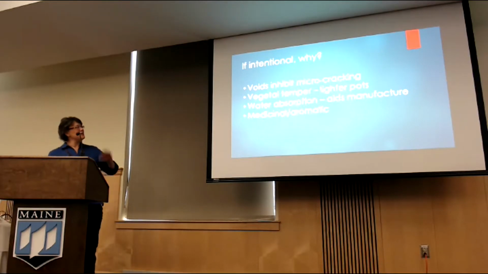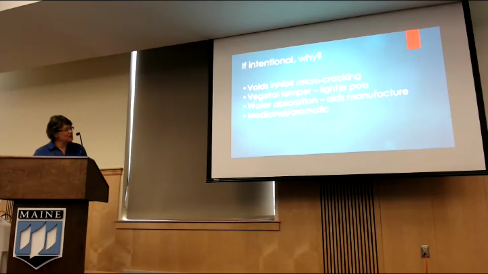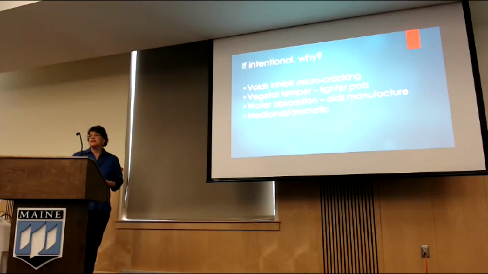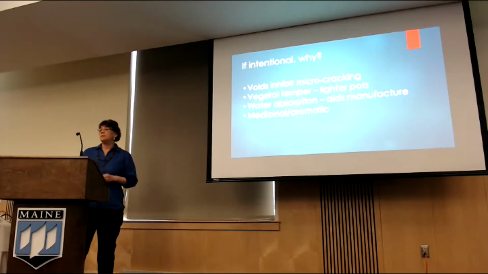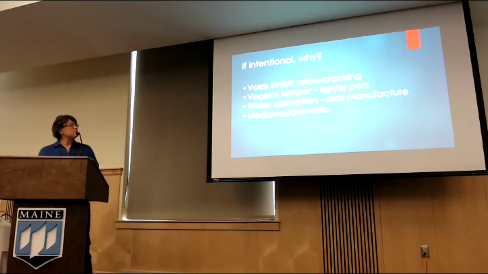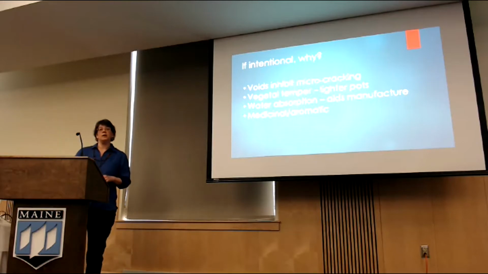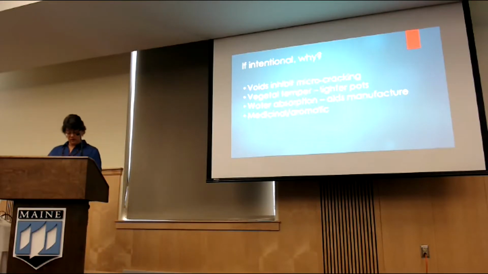These are my reasons. I'm getting the clam up sign. Voids or inclusions in the ceramics inhibit micro cracking, which occurs during cooking. Vegetal tempers make lighter pots. They aid water absorption, aid in the manufacture, and reduce the stickiness of clay. And it could be some sort of medicinal addition to the pot, or, balsam fir smells great.